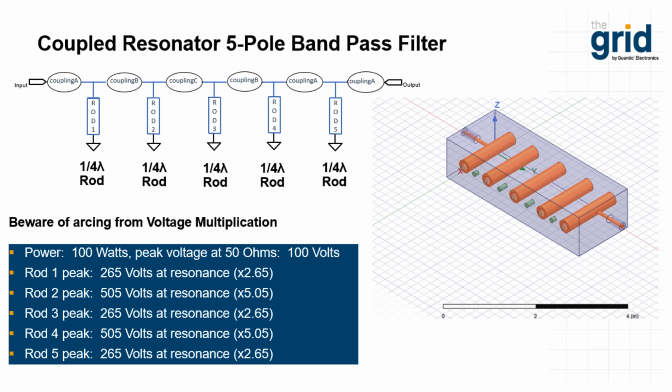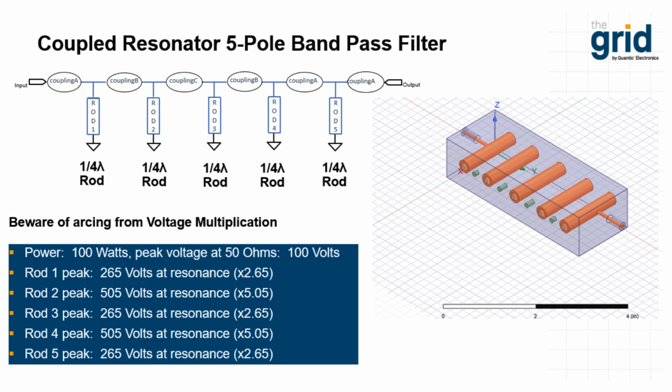this and you create quarter wavelength rods, the voltage at the top of the rod can exceed the voltage that you would expect to get in the filter. For example, a 100-watt signal would typically have a peak voltage of 100 volts at 50 ohms. But because these rods are extremely high impedance and high quality factor, the top of each rod can get to voltages much, much higher than that.